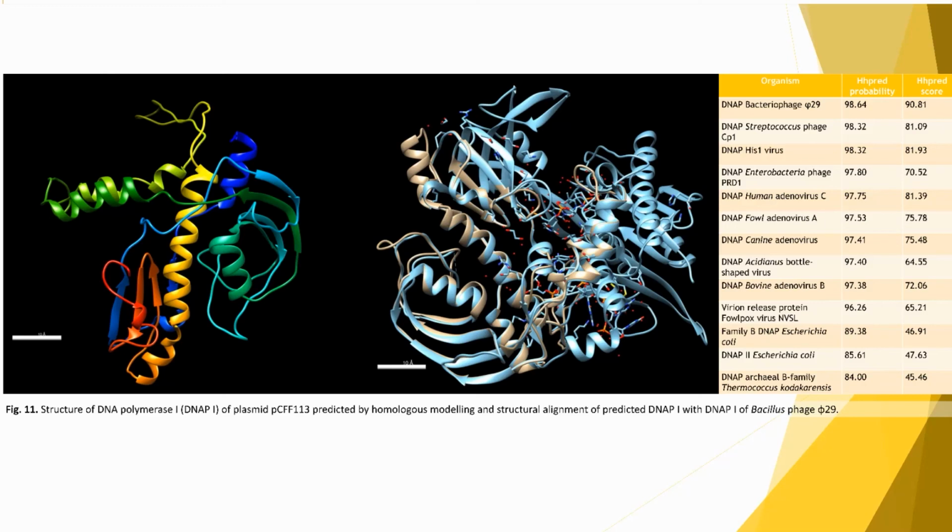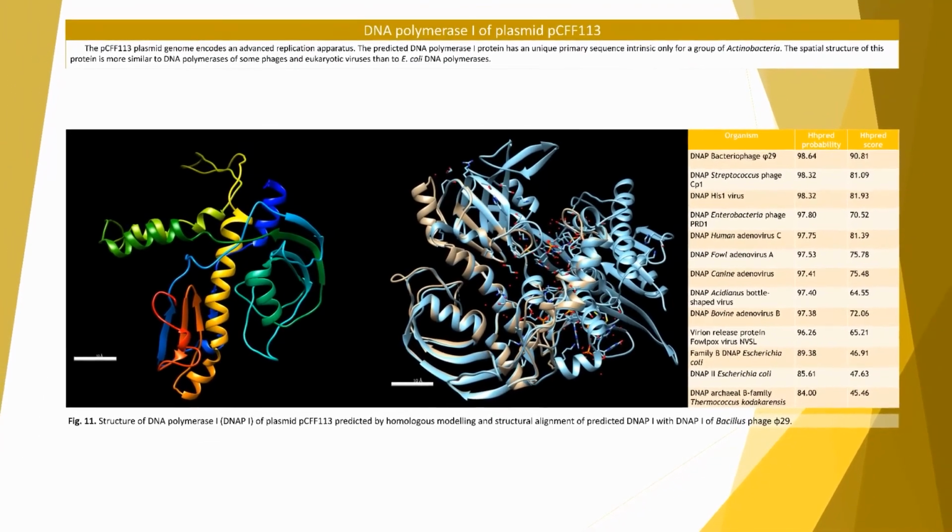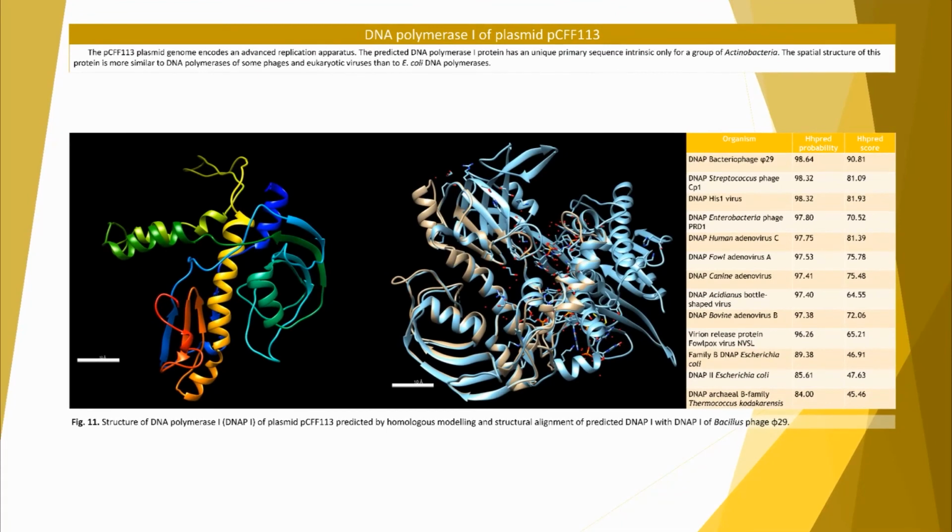Interestingly, the DNA polymerases encoded on the Escherichia coli and Thermococcus kodakarensis chromosomes are structurally less similar to the pCFF113 DNA polymerase than in the cases of organisms listed above. The evolutionary story of plasmid proteins is very interesting from the point of view of theories assuming the common evolutionary origin of plasmids and viruses.